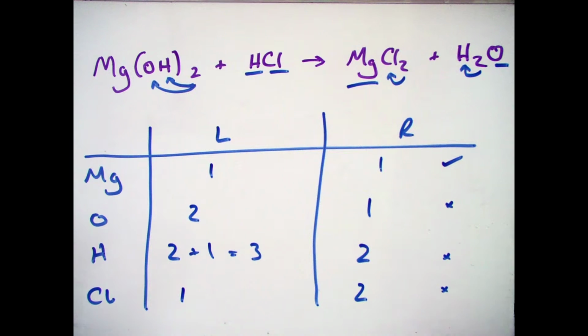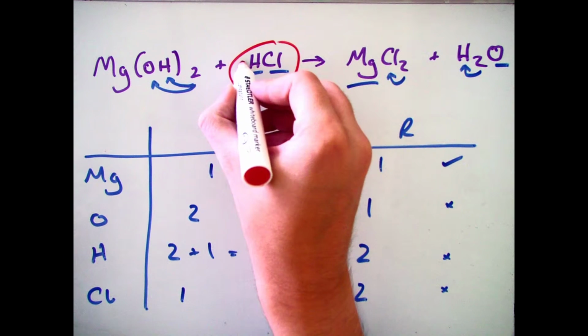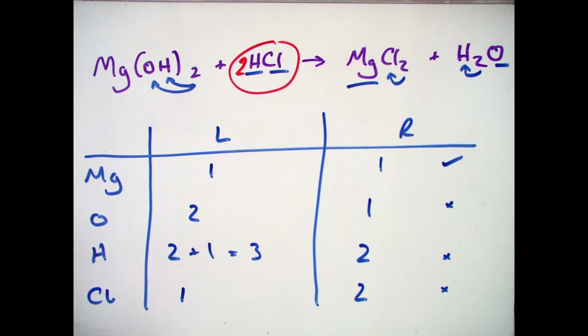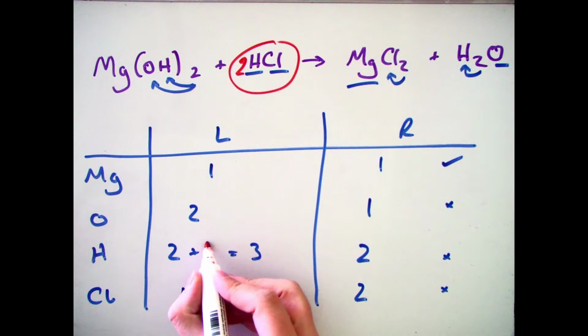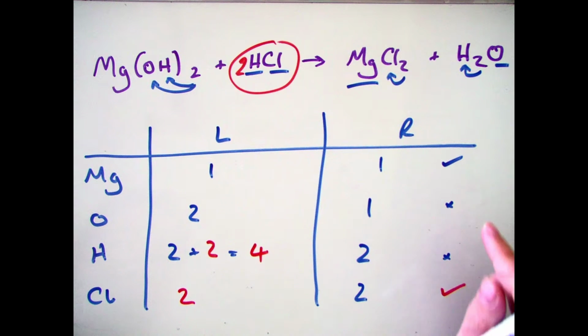My best suggestion to you is to look for something that's unbalanced. We've got hydrogen and chlorine, so I'm going to choose those. I've got 2 chlorines on the right and 1 on the left, so if we double that, I get 2 times 1 is 2 hydrogens added to my 2 from magnesium hydroxide, which gives me 4, and I get 2 chlorines. So my chlorines are now balanced.